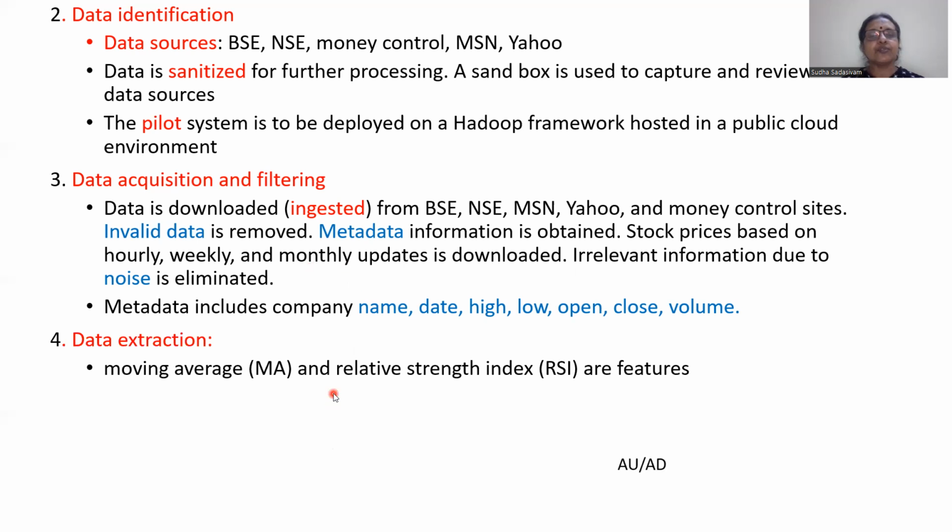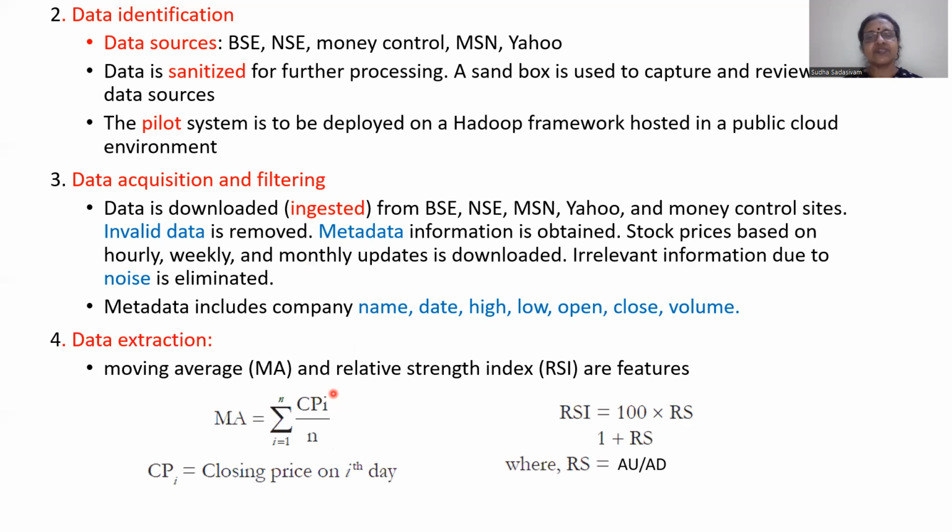Next, once the data is acquired, the important attributes have to be extracted from the data. This is done with the help of a domain expert. Stock market predictions can be done with the help of two attributes, moving average and relative strength index. These two are the attributes. So these two attributes are being calculated based on the closing price as well as on the upward and downward movement of the stock price.